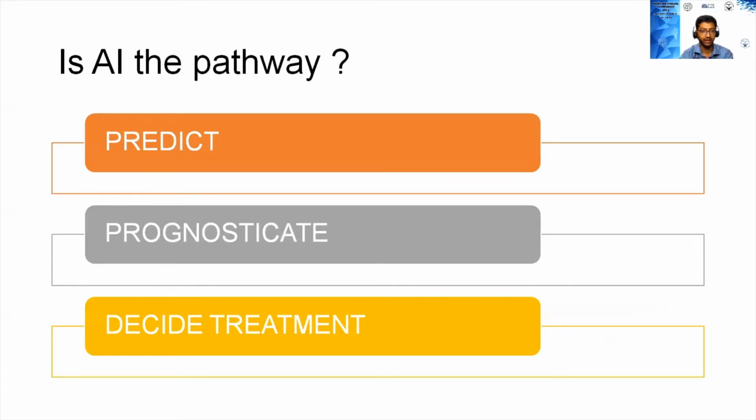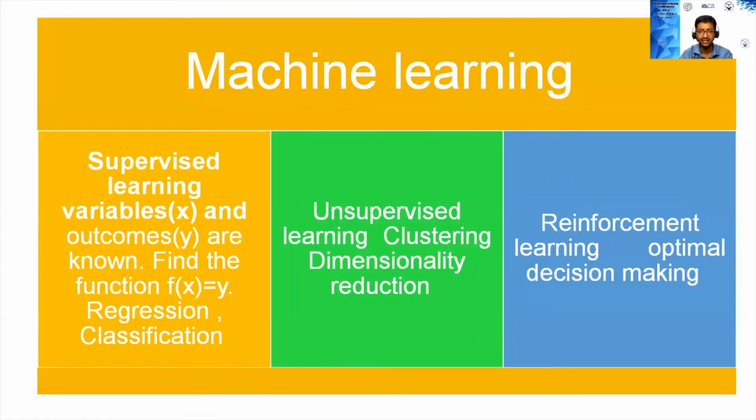Is AI the pathway? Because of its ability to analyze a large amount of data, AI can be used to predict, prognosticate, and decide treatment in sepsis. Machine learning falls into three basic patterns. One is supervised learning, where the variables and the outcomes are known, and the role of AI is to find a relation between the two. That is, what function of X leads to Y.